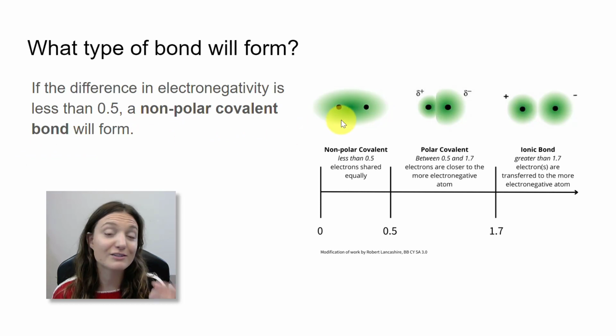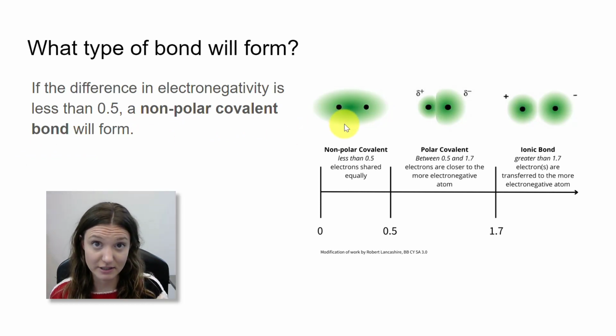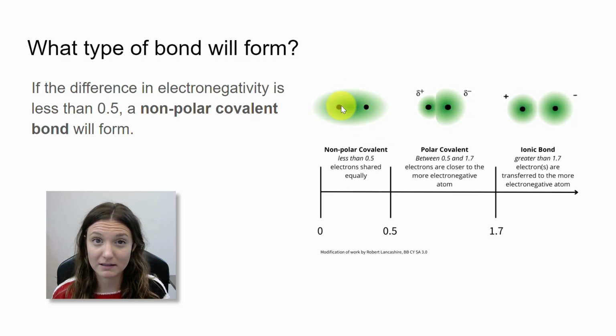Non-polar covalent bonds do not have partial charges to them. They are a neutrally charged molecule. So there are no partial charges on a nonpolar covalent bond. So if the difference in electronegativity is relatively small, we're going to have a nonpolar covalent bond and no partial charges.